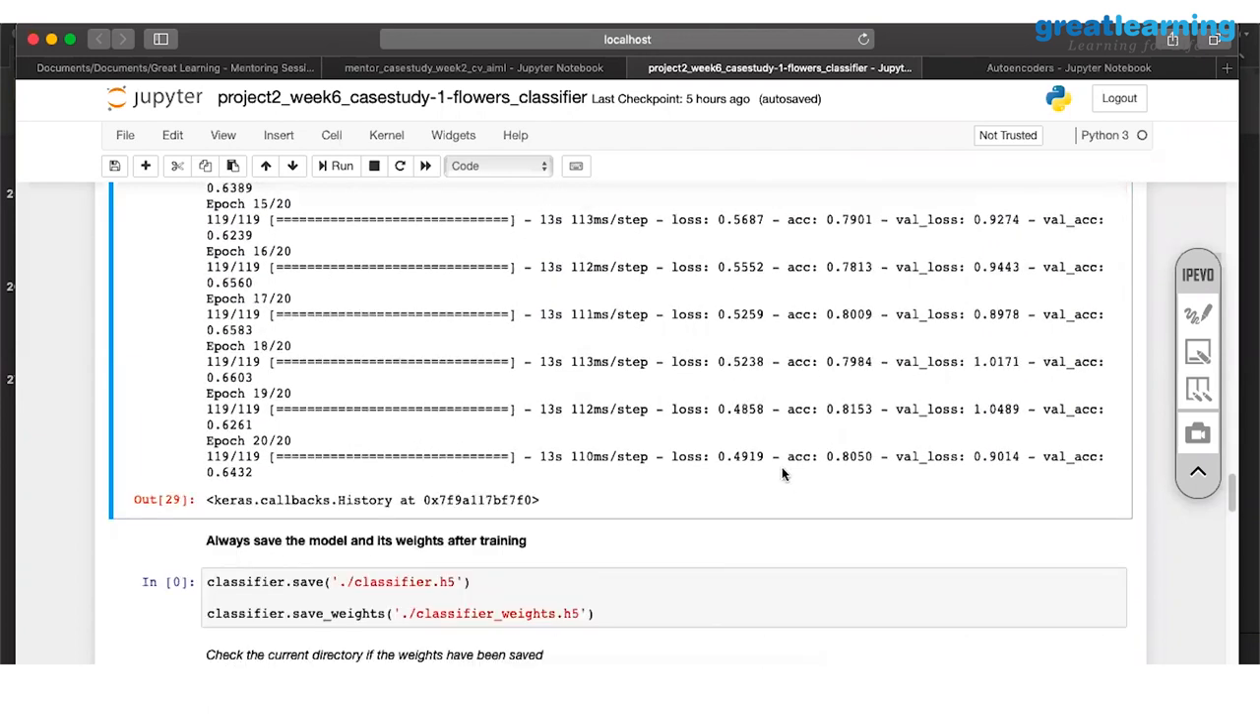So if you scroll down, I ended up at 20 epochs. After certain epochs, you observe it is not going further. The accuracy is kind of going down. Now there could be multiple reasons for that.